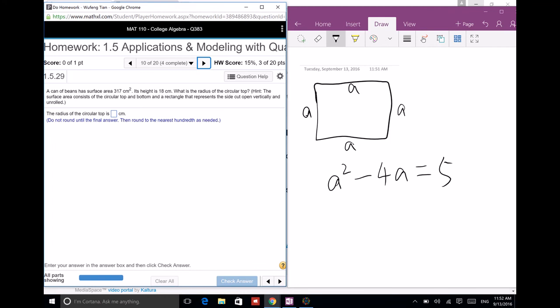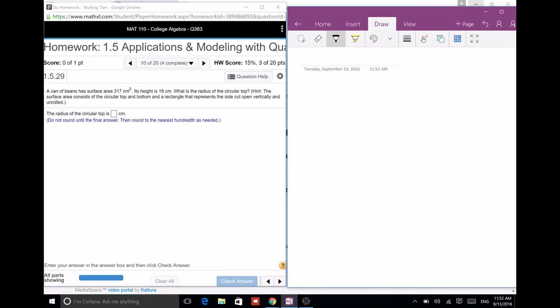Number 10. A can of beans has a surface area of 317 centimeters squared. Its height is 18. What is the radius of the circle top? Surface area considers the top and the bottom. Okay, this one is very similar to the one we just did. This is exactly the same thing as the previous one I gave you, that 12 pi r thing.